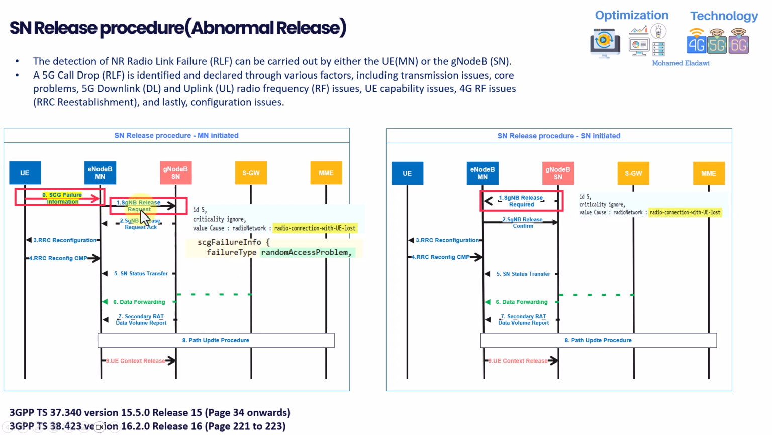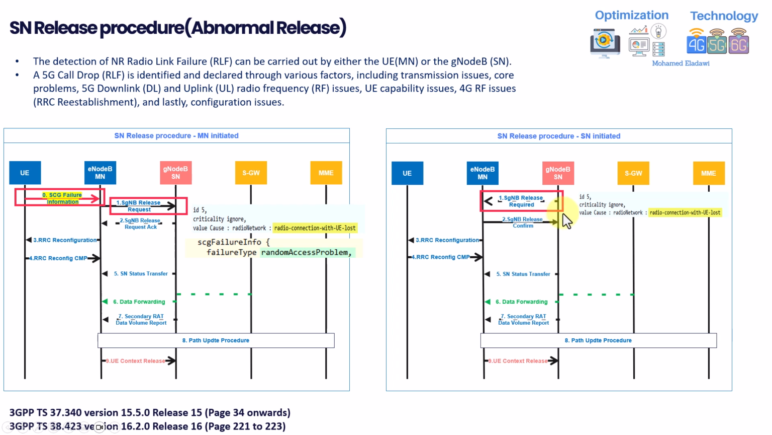Once this is received, the master node will forward this message with a secondary node release request with the cause called radio connection lost with UE, and within the same message you will also find the SCG failure information, random access problem. Then the gNB will reply back with a secondary gNB release request acknowledgement, and this will follow the same exact information which we mentioned in the normal release. This one will also contain the removal of the B1 related events and also the secondary cell group. It will continue the same. It's exactly the same compared to the normal release, no differences except the cause within the SgNB release required.